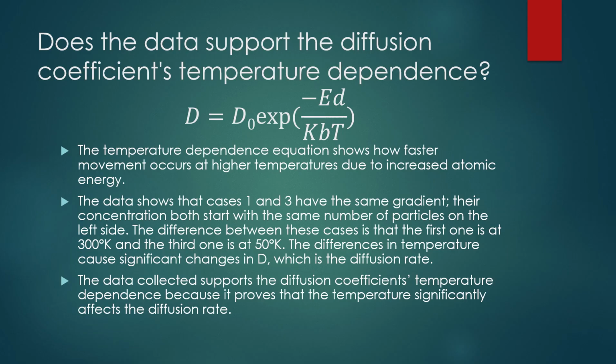The data supports this, and it shows that in cases 1 and 3, they have the same gradient, and their concentration both start with the same number of particles on the left side. The difference between these cases is that the first one is at 300 degrees Kelvin, and the third one is at 50 degrees Kelvin. The differences in temperature cause significant changes in diffusion, so this means that the data collected supports the diffusion coefficient's temperature dependence because it proves that the temperature significantly affects the diffusion.